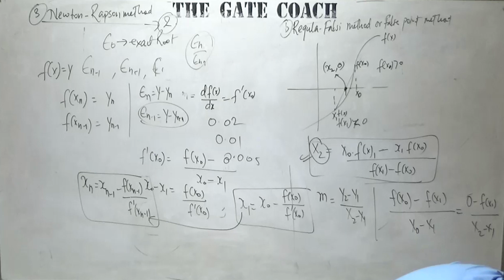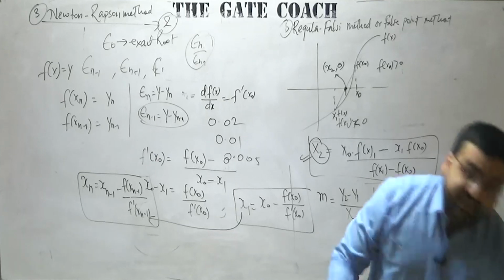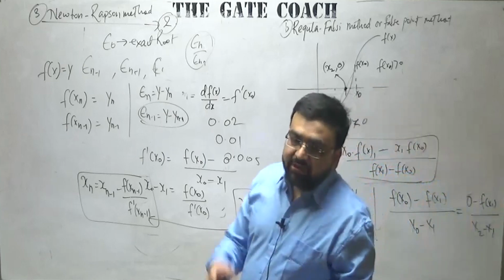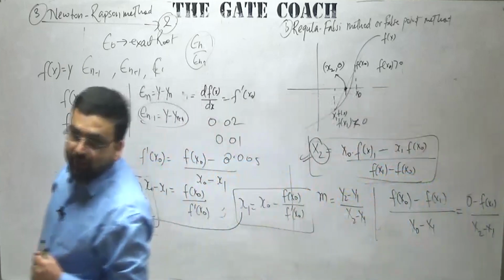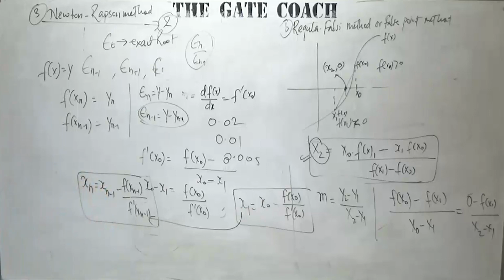Yes. Is the order of convergence the ratio of the error produced? Yes, it is the ratio of the error produced, how much error has actually been produced.